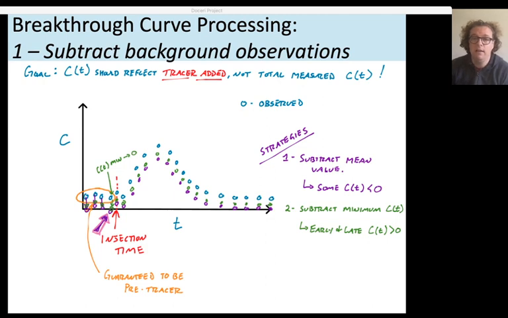I tend to like the first strategy, which is to have collected enough background points that I can get both a mean and a variance of the background conditions, use the mean to adjust, and then we'll take any negative values, and if those are going to cause problems in our analysis, we can consider setting those values to 0 because they're not physically meaningful as negative numbers.